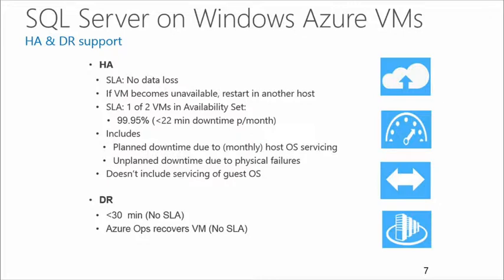Okay. And this SLA includes planned downtime due to monthly patching of the host machine. So every month we do patching of those host machines, and it also includes unplanned downtime due to physical failures. So if for some reason the physical host fails, that is included as part of the SLA, so you don't have to worry about that. This still doesn't include anything that you do inside of the virtual machine. So if you, for example, go and patch the operating system, that won't be included as part of this SLA, and that's something that you need to handle, and we'll talk about how you can do that.